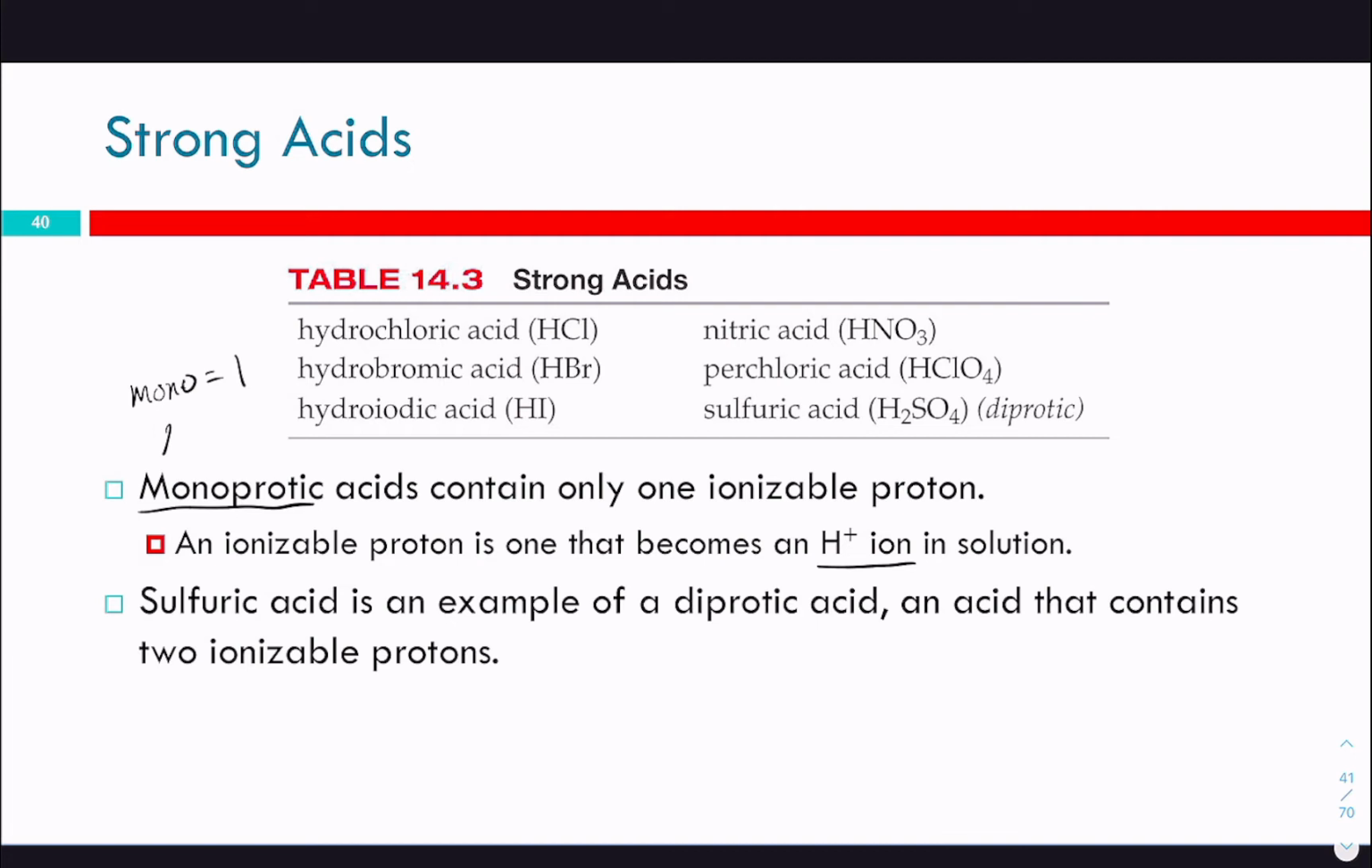Sulfuric acid here is an example of a diprotic acid. So mono means 1, di means 2. That's an acid that has 2 ionizable protons. So you can get both of these protons off of here and create 2 H+ ions for every 1 sulfuric acid molecule.